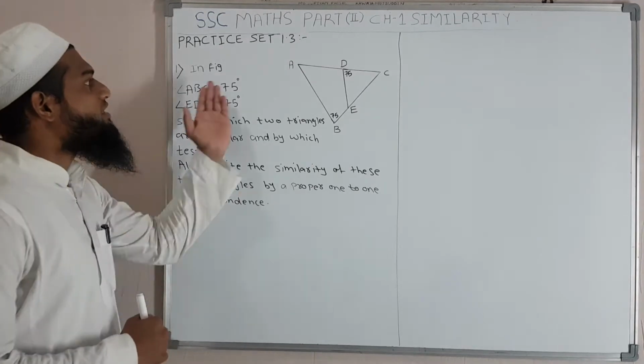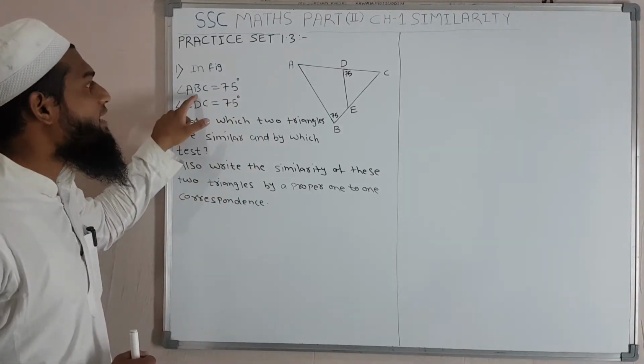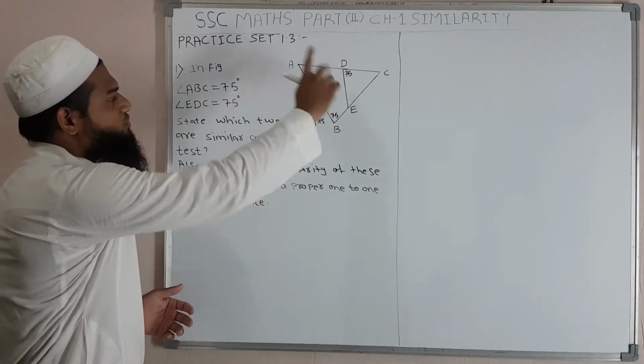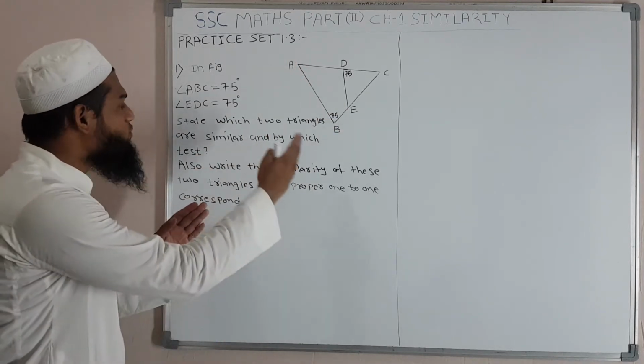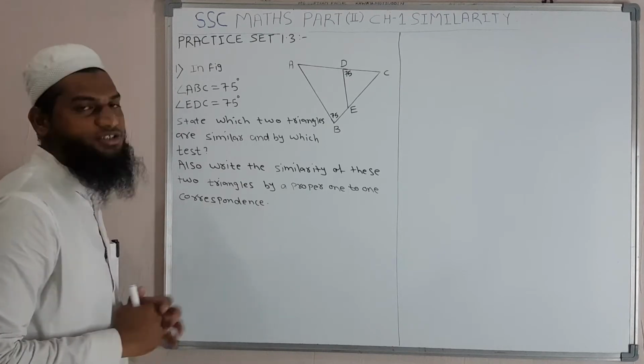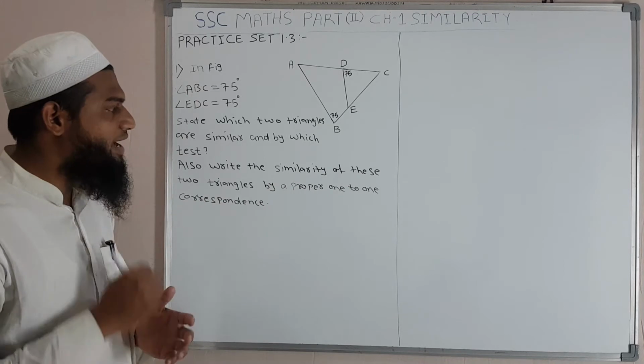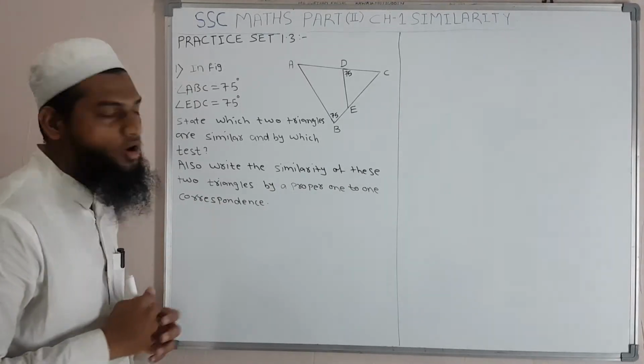In this figure, angle ABC equals 75 degrees, angle EDC equals 75 degrees. State which two triangles are similar and by which test. Also write the similarity of these two triangles by a proper one-to-one correspondence.